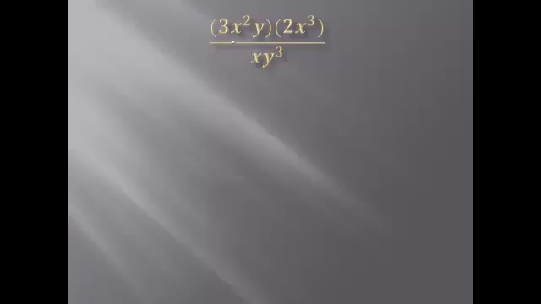Okay, with this first example we have 3x squared y times 2x to the third all over xy to the third, and we want to simplify this to where we only have the x variable appear once and the y variable appear once, and we want to combine these numbers. So we can move these numbers and bases around like so: 3 times 2, x squared times x to the third, and then y. Just kind of put my like variables together.